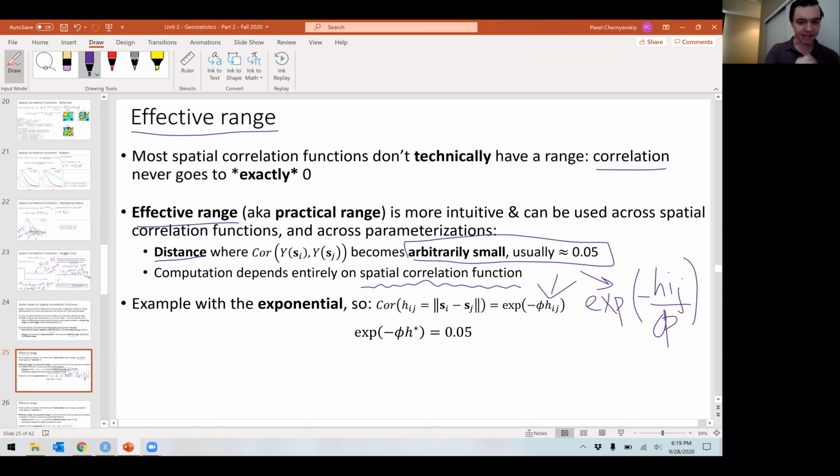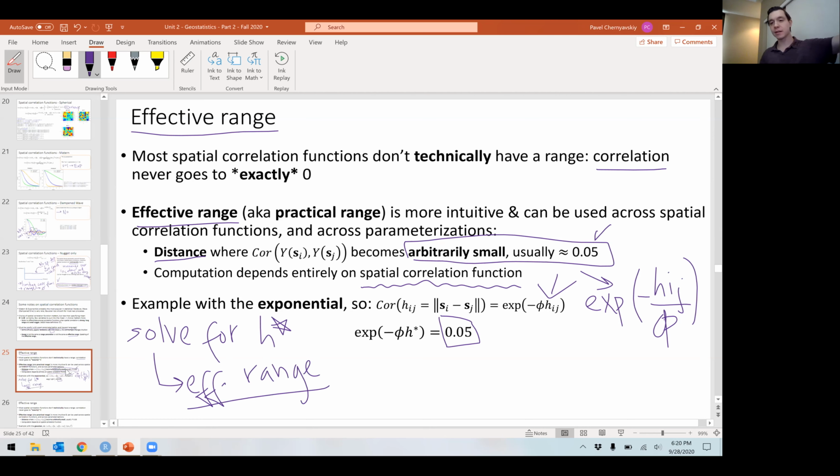So, for example, if you have an exponential correlation function, to find this effective range, you simply take it and you set it equal to your arbitrarily small number. And you see that now I put a little star over the distance because I'm going to solve for h star now. And this becomes the effective range. Sometimes effective range is called the practical range. So the first thing we will do is take a natural log of both sides.